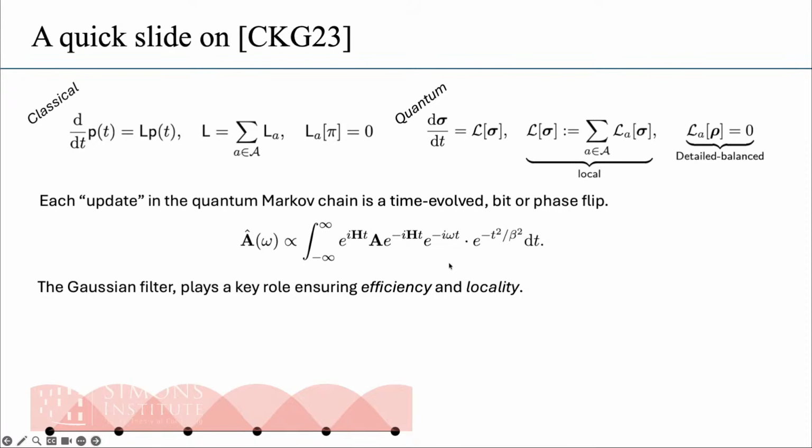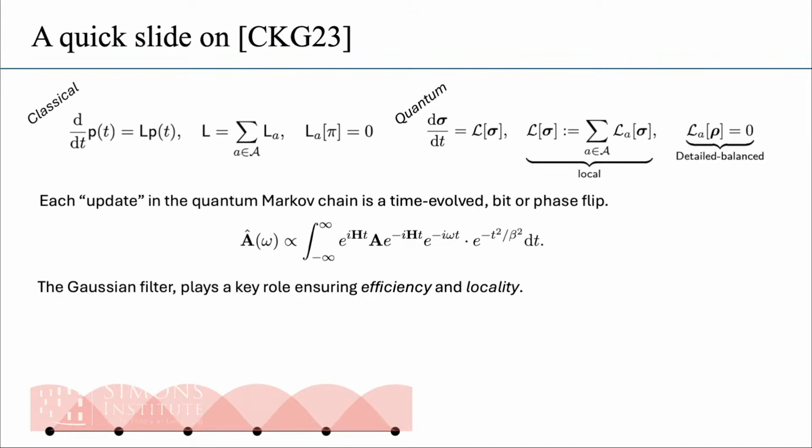So this Gaussian filter was arguably the key insight in this seminal work by CKG, in which it plays a key role in ensuring that the updates are efficiently computable and that they're quasi-local, in the sense that you only need to simulate for a short amount of time, and the short amount of time ensures quasi-locality. So there's an exponentially decaying tail with the distance. And I'll make this quasi-locality precise in the next slide.